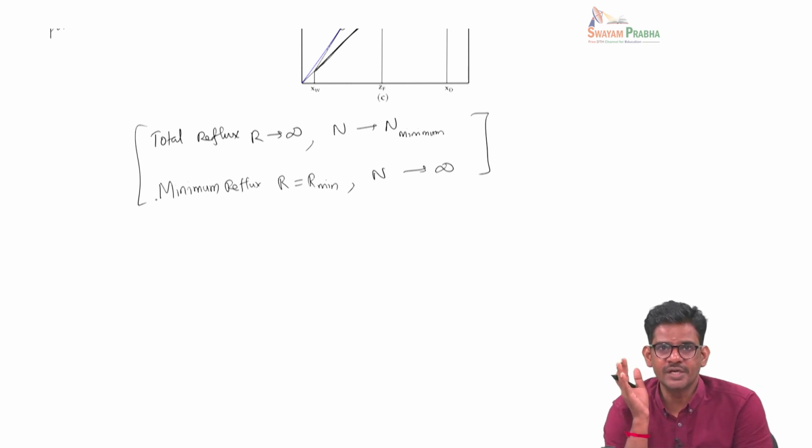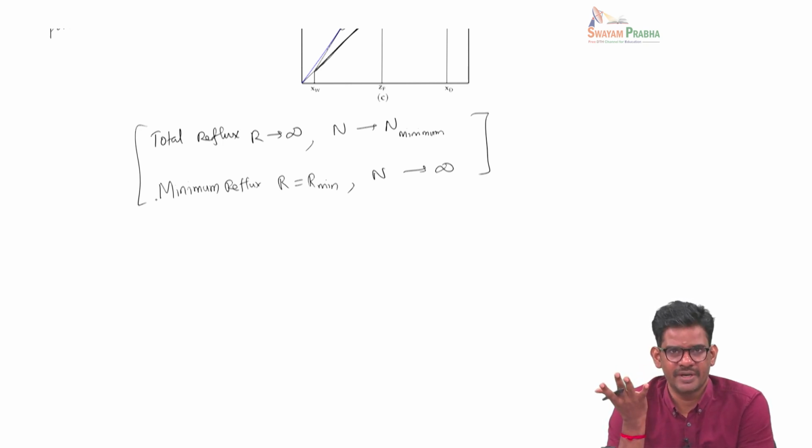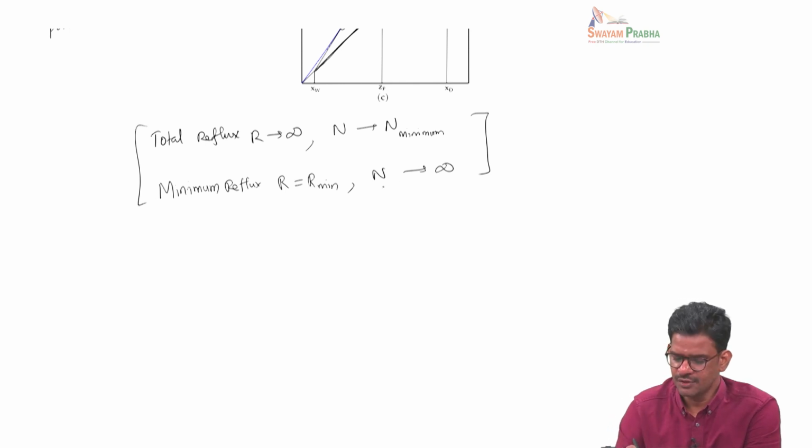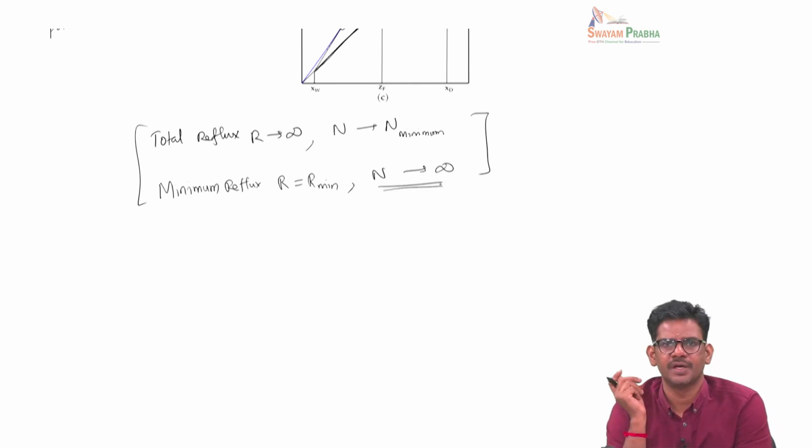Operating under total reflux means we operate under minimum number of theoretical stages, but we are not able to withdraw any product. On the other hand, under minimum reflux, we have a very large number of theoretical stages, N going to infinity.